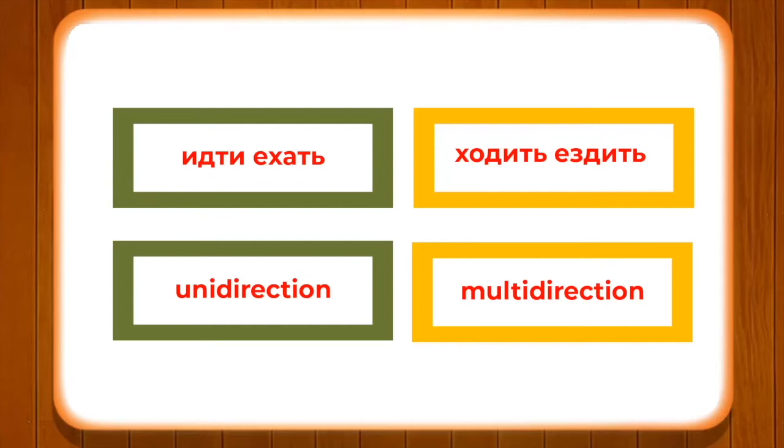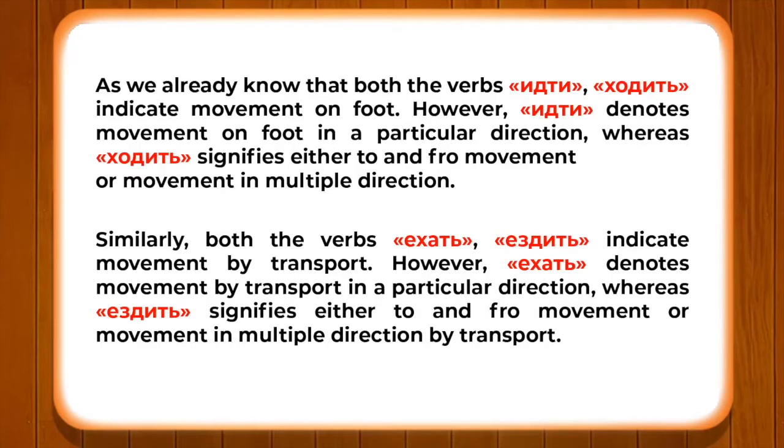Now, we shall go ahead and see some important aspects of this concept of glagoli dvizheniya. Both verbs yekhat and yezdit indicate movement by transport. However, yekhat denotes movement by transport in a particular direction, whereas yezdit signifies either to and fro movement or movement in multiple directions. This we already know. Same is the case with idti and khodit. Alright, so this concept is clear. Now I would like to explain it further with the help of a few examples.